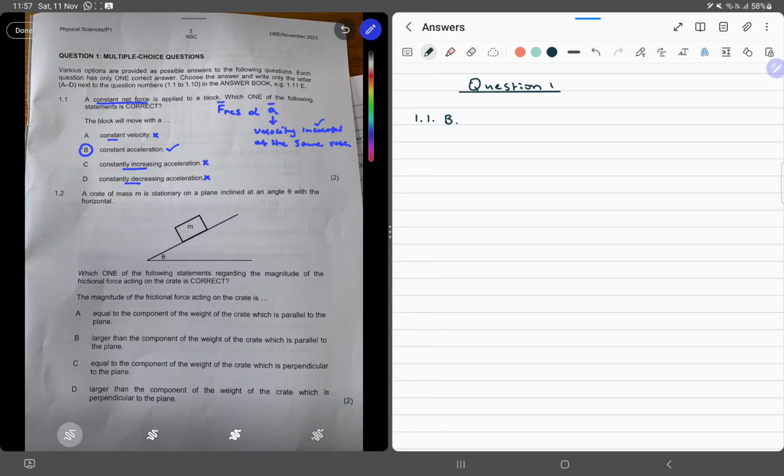Now let's look at this one. 1.2 says a crate of mass m is stationary. So that means it has zero acceleration, and that means the resultant force will also be zero. Okay, because these two are directly proportional. Okay, on a plane inclined at an angle theta with the horizontal.